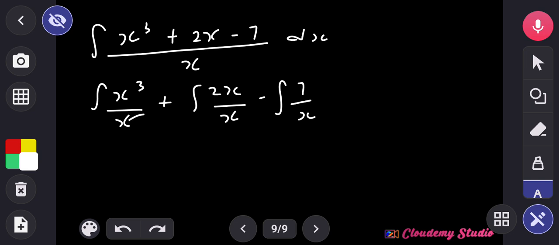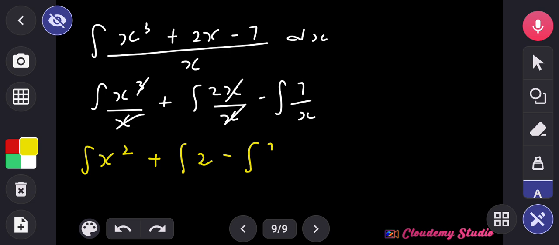So one of the x cancels one of the x here, this one cancels the one here, and this one has nothing to cancel, so we are going to be having integral of x to the power 2 plus integral of 2 minus integral of 7 over x. You understand? So what we can do is, you see the 7 over x, we can bring the 7 outside and write it as 7 integral of 1 over x, because 7 multiplied by 1 equals 7. You understand? So I did not change anything.